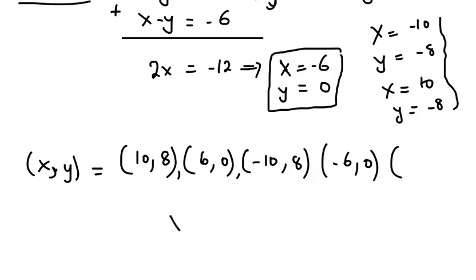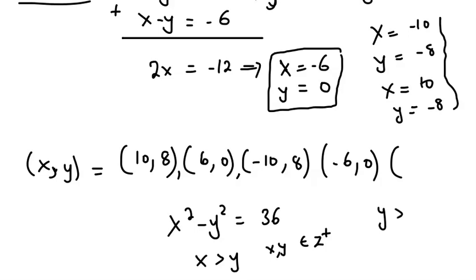So remember our equation is x squared minus y squared, which is equal to 36. And we know that x must be greater than y, right? But that holds when we have positives. If they are negative, x can be greater than y, or y can be greater than x. That doesn't matter when they are negative.